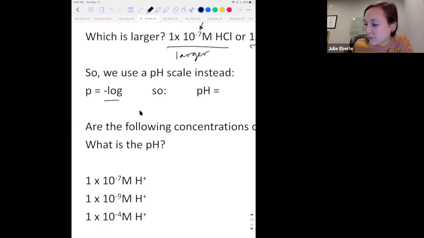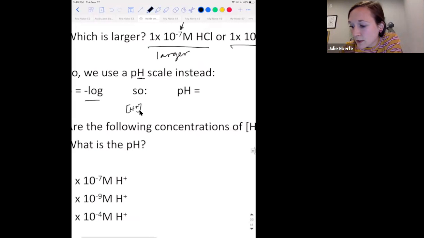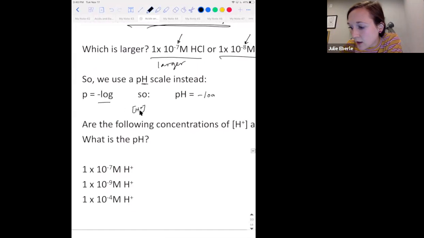Hopefully you've heard the term log before. It's just the negative log. So always make sure you punch in negative log. And it's the negative log of any concentration, any number we want to put in there. And so if we're finding pH, which is technically the concentration of H plus, then we're going to take the negative log of the concentration of H plus. We're just going to apply that log function to this concentration, this variable.